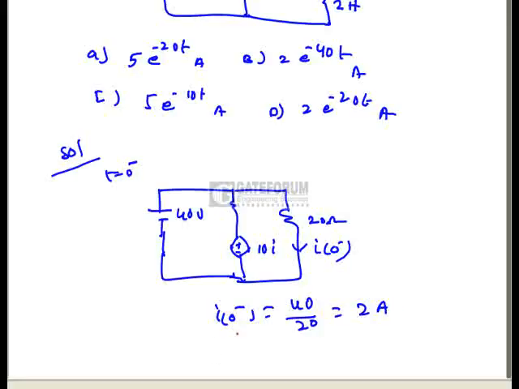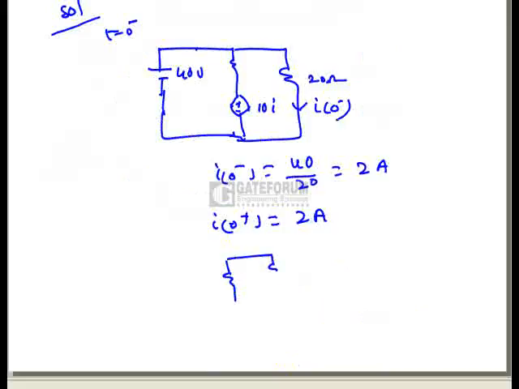At t equal to 0 minus the current through the inductor is 2 amperes. At t equal to 0 plus, the current through the inductor is also the same, because the inductor does not allow sudden changes in current. From 0 minus to 0 plus the change in time is approximately 0, whatever the circuit configuration. If you observe the circuit at t equal to 0 plus, the switch will be open, so the circuit will be simply like this, but still the current is 2 amperes only.